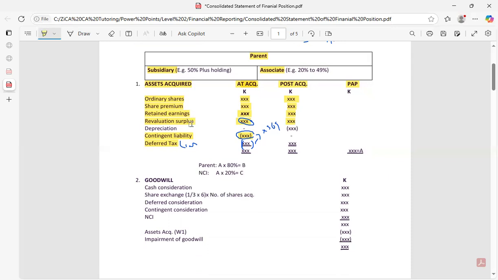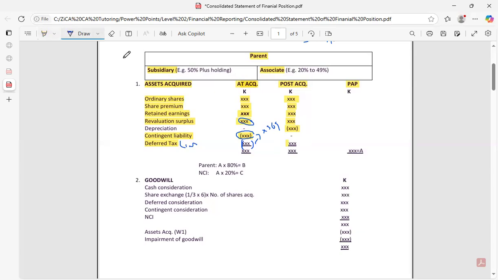Now this revaluation surplus, you'll be given depreciation that you need to charge. And the depreciation that you charge there has to be deducted from the revaluation surplus. And then also, you need to find the deferred tax liability, which you also have to deduct here. So you say revaluation surplus minus the depreciation, and then, for instance, if it's 30%, you multiply by the tax rate of 30%, and then you're going to have the deferred tax.